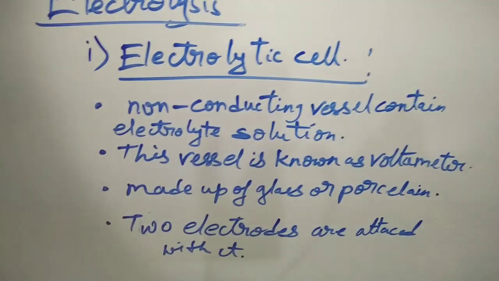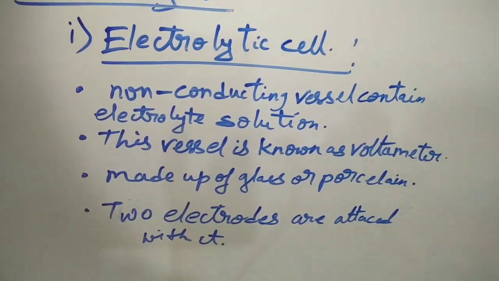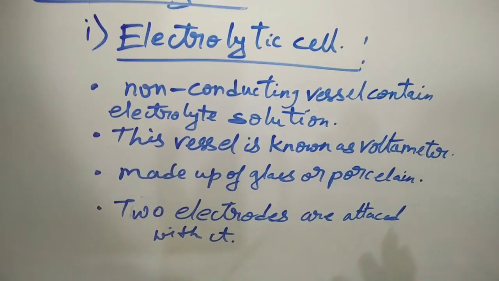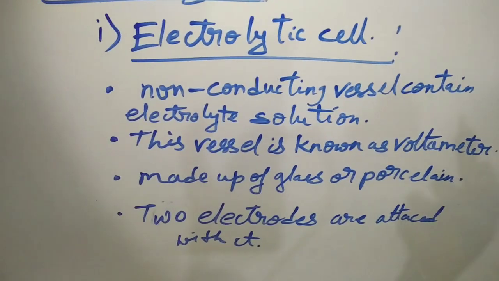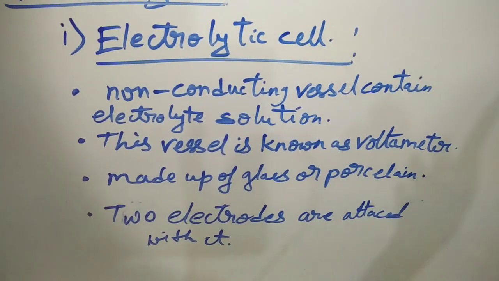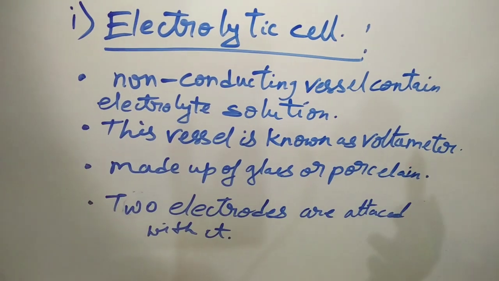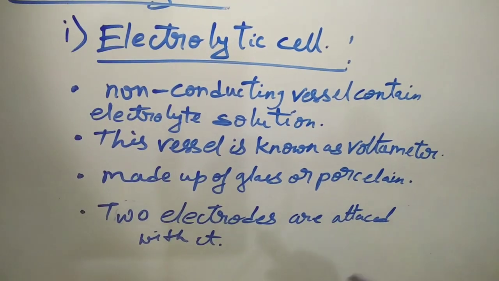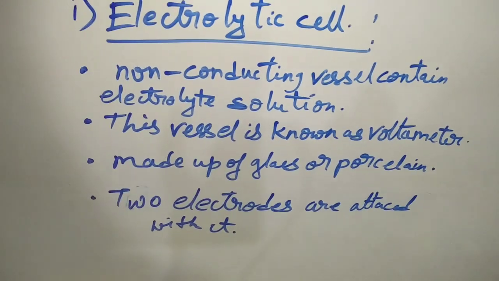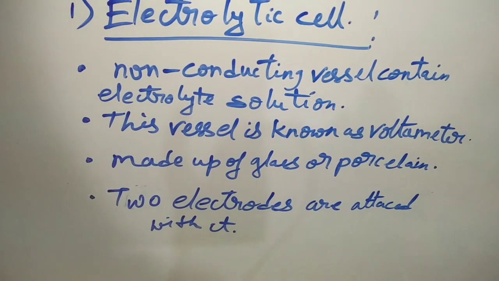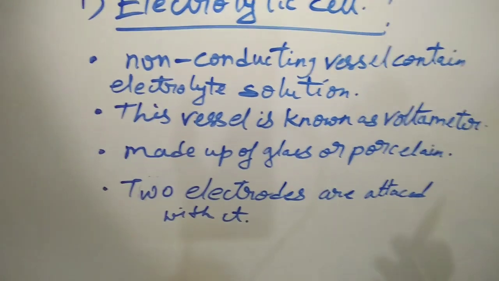Now what is an electrolytic cell? Let's see. It is a non-conducting vessel containing electrolyte solution. What is electrolyte solution? It's nothing but an ionic compound in a molten form. Okay students, this vessel is known as a voltameter. It is made up of glass or porcelain, and two electrodes are attached to it, separated by a distance, and these electrodes are specially made up of graphite or some metals.